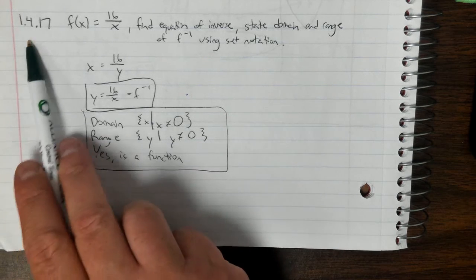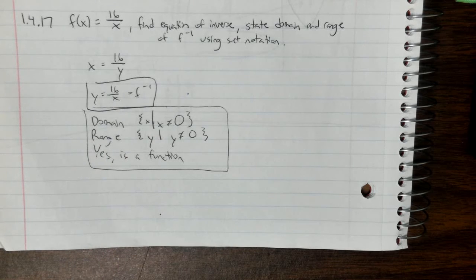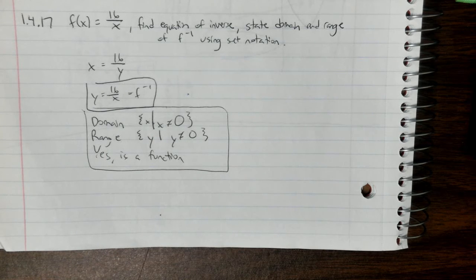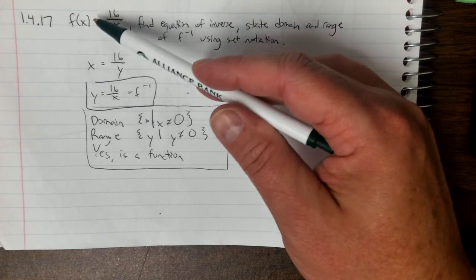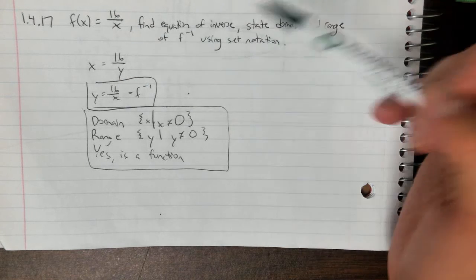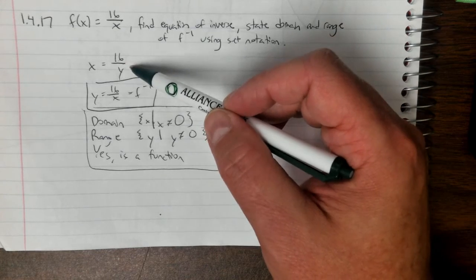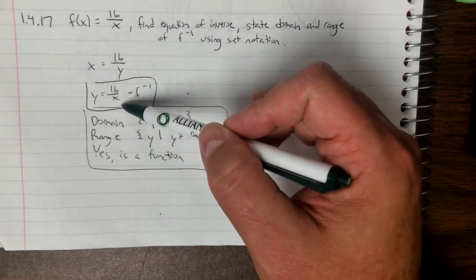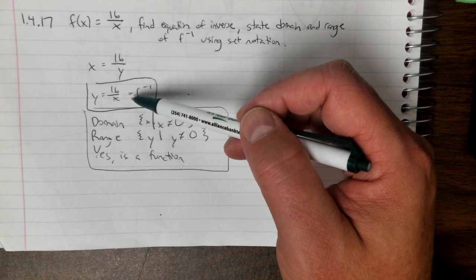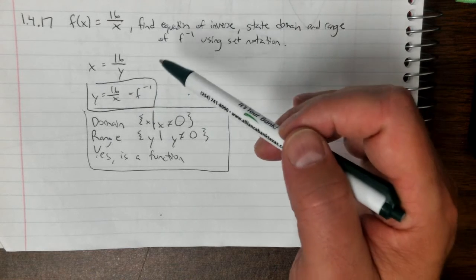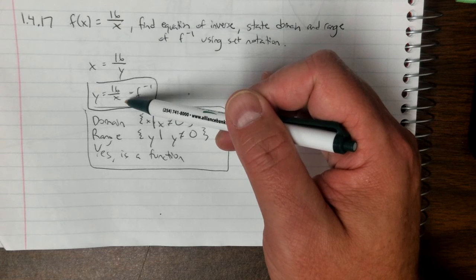Our next problem is number 17. We have f of x is 16 over x, and we want to state the equation of the inverse, the domain and range using set notation. So our first step is if we have y equals 16 over x, then we change it to x equals 16 over y. Then we're going to multiply both sides by y and divide by x. So if it's a rational function like this without any pluses or minuses, now that's the key, without any pluses or minuses, then your function and the inverse are identical.